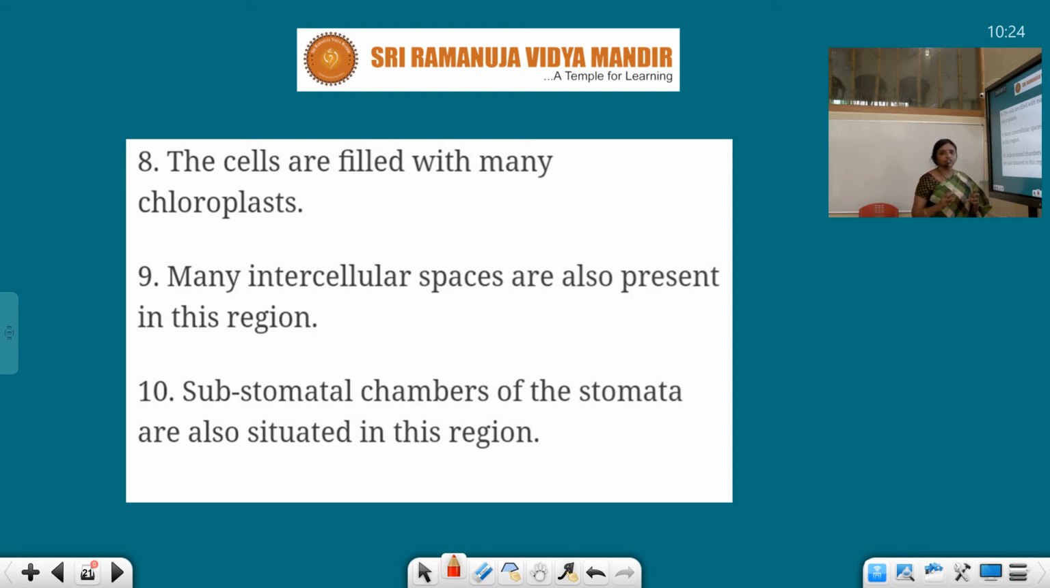So many intercellular spaces are also present in this region. So in the spongy tissues we can observe many intercellular spaces are present. Substomatal chambers of the stomata are also situated in this region. So below the stomata, substomatal chamber is present. When xylem conducts water, the water is stored in the substomatal cavity.